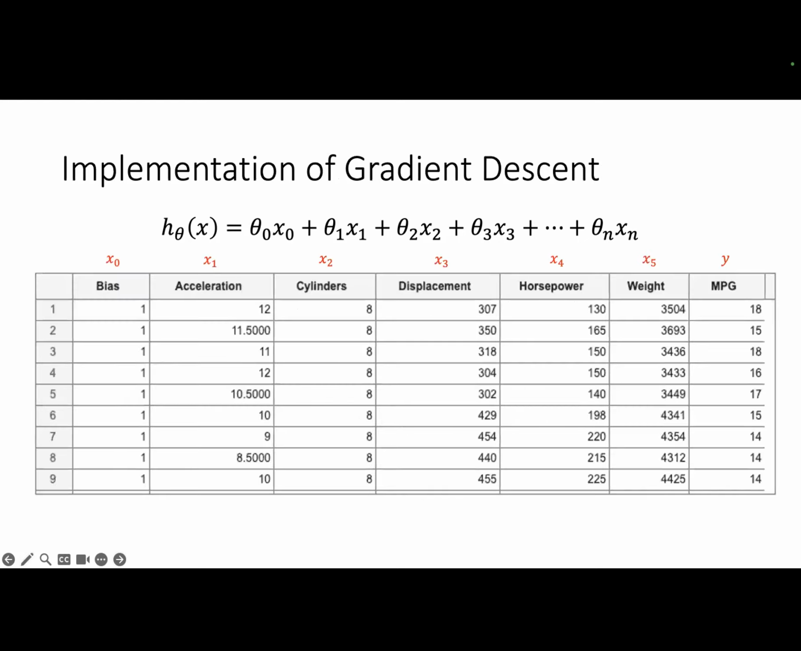So kung meron tayong table, ang mangyayari dyan is this. Okay, theta naught. So multiply natin to by theta naught times 1. And then multiply natin to by theta 1, itong 12. And then multiply natin to by theta 2, itong 8. And then itong 307, multiply natin by theta 3. Itong 130 by theta 4. And then itong 3,504 by theta 5. Sa sum natin lahat yan yung summation, di ba?